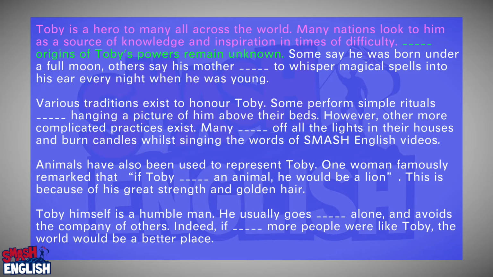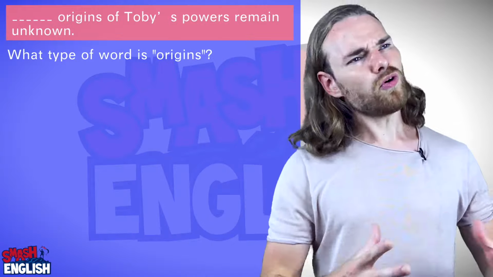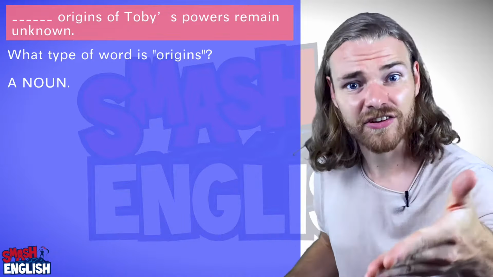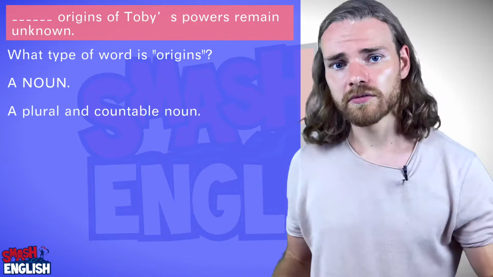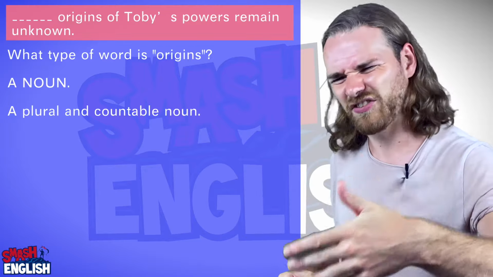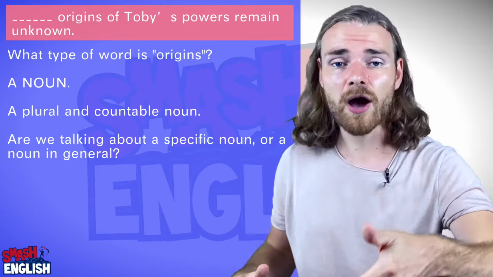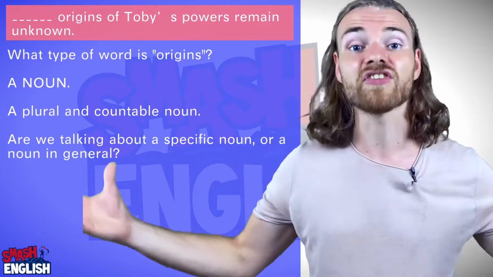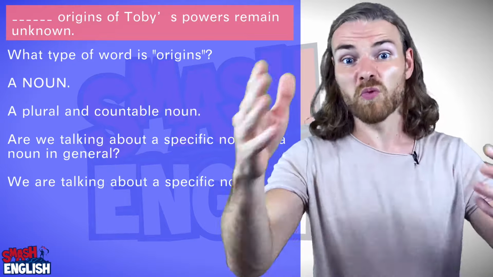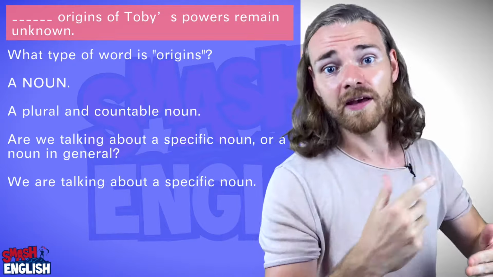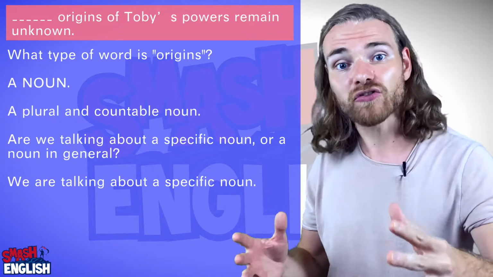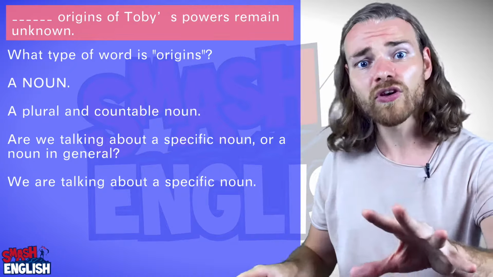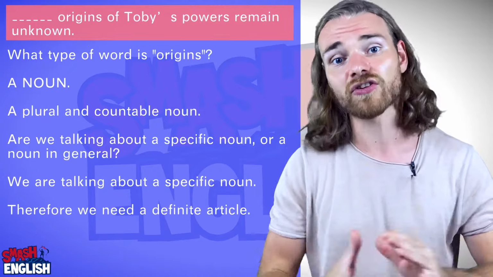Origins of Toby's powers remain unknown. What type of word is origins? A noun. You are a genius. And it is a plural noun, and it is countable. That's not very important. Are we talking about specific origins, or are we talking about all origins in general? No, we're talking about origins that are specific to Toby and Toby's powers. So if we are talking about a specific noun, we know which one we are talking about. We must use a definite article.